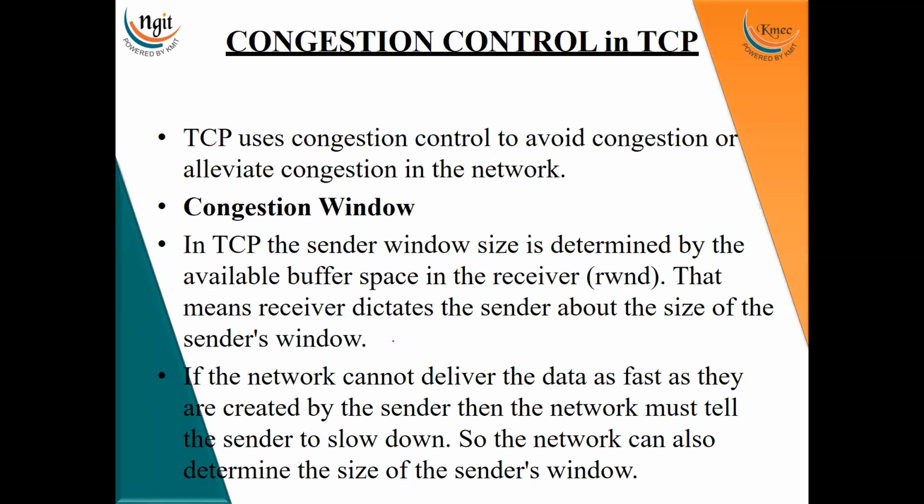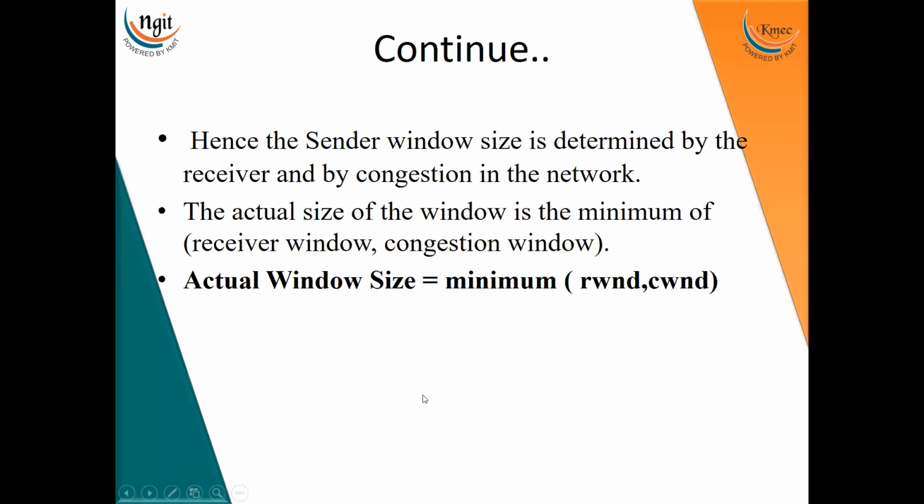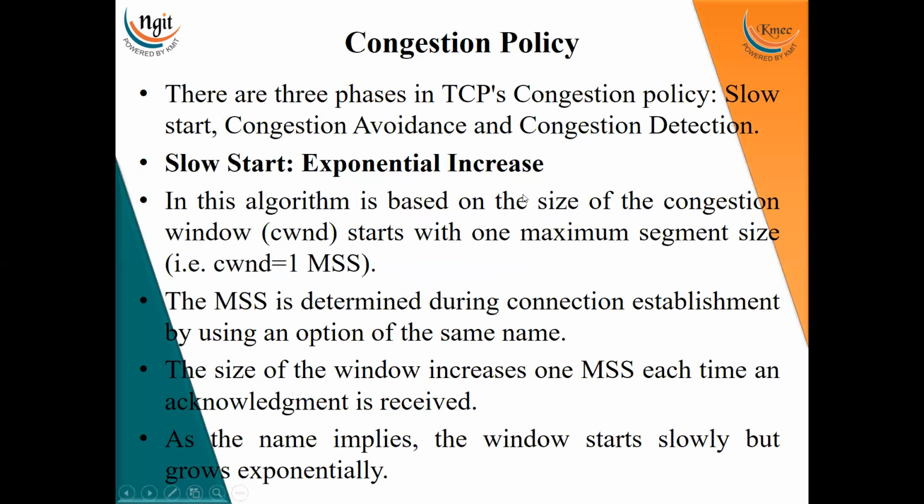That means the receiver dictates to the sender the size of the sender's window. If the network cannot deliver the data as fast as it is created by the sender, then the network must tell the sender to slow down. So the network can also determine the size of the sender's window. Here the actual window size is equal to the minimum of the receiver window and the congestion window. The sender window size is determined by the receiver and the congestion in the network.